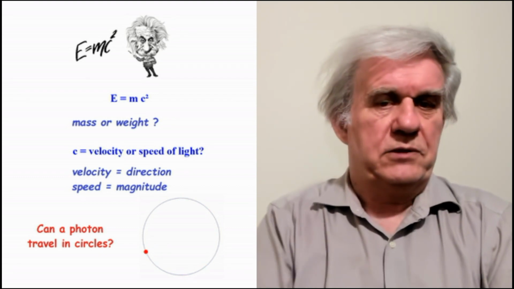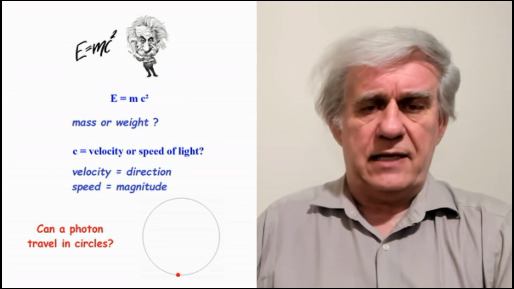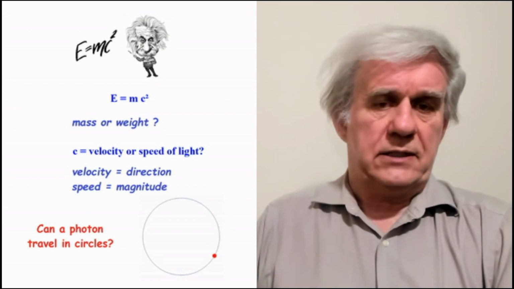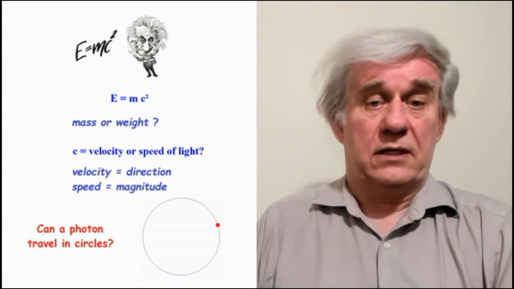Or is there a difference between mass and weight? And then velocity of light or speed of light. Is that little c velocity or speed? What's the difference? Velocity has direction. Speed only has magnitude. It's a scalar. And so those are the first things you've got to clarify.